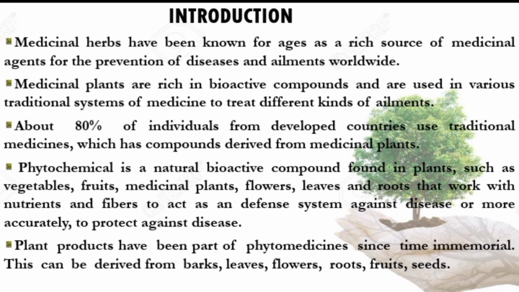Introduction. From the emergence of humans on the earth, humans depend on plants as a source of food and therapeutic aids. Each and every part of medicinal herbs is used to treat diseases. Phytochemicals are the natural biotic compounds found in plants such as fruits, vegetables, flowers, leaves, and roots that work to act as a defense system against disease. Plant products have been a part of phytomedicine since time immemorial. This can be derived from barks, leaves, flowers, roots, fruits, and seeds.